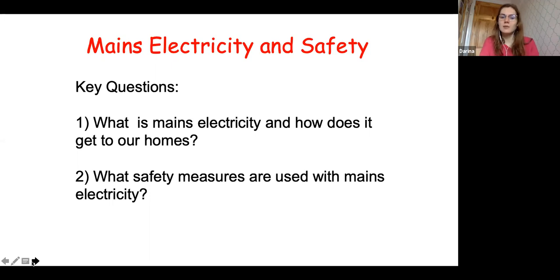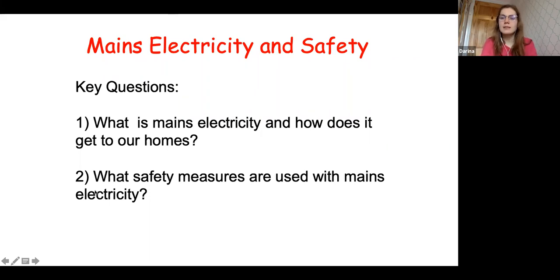Starting with what is mains electricity and how does it get to our homes? Anyone got any ideas just to start off? How does mains electricity get to our house? If you could just pop any ideas that you have in the chat. All right, we've got a few ideas, great. People mentioning cables, how transformers work.